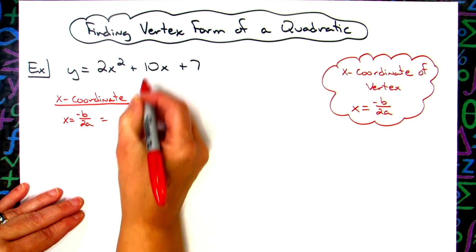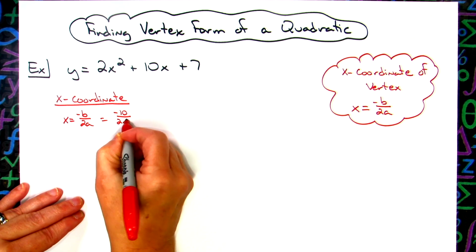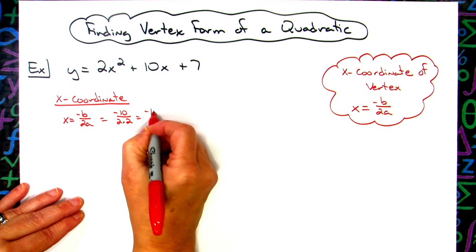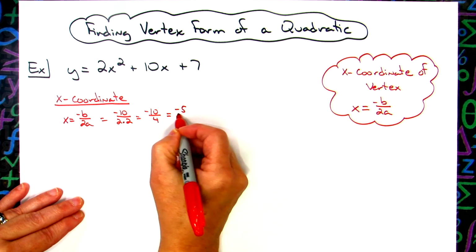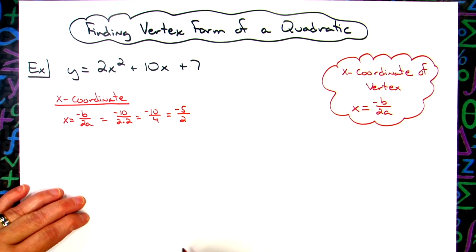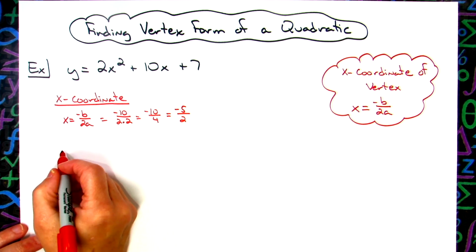All right, now we're going to go ahead and plug in our variables here. We'll have a negative 10 over 2 times a 2. That's going to give us a negative 10 over 4. Let's go ahead and reduce that to lowest terms, negative 5 over 2. I am going to go ahead and leave that as a fraction when we plug it in because it's going to work out fairly nice here.